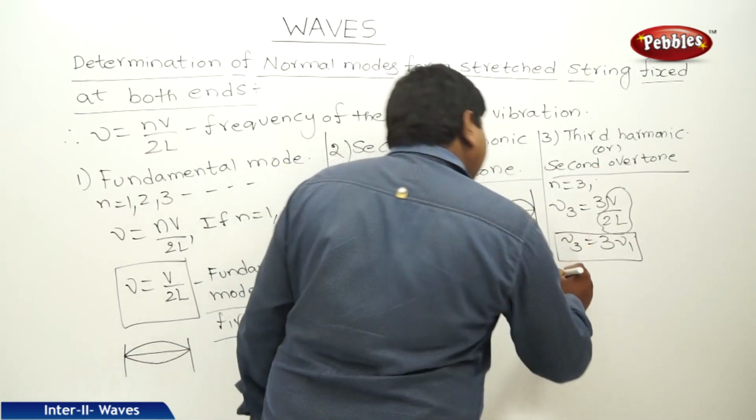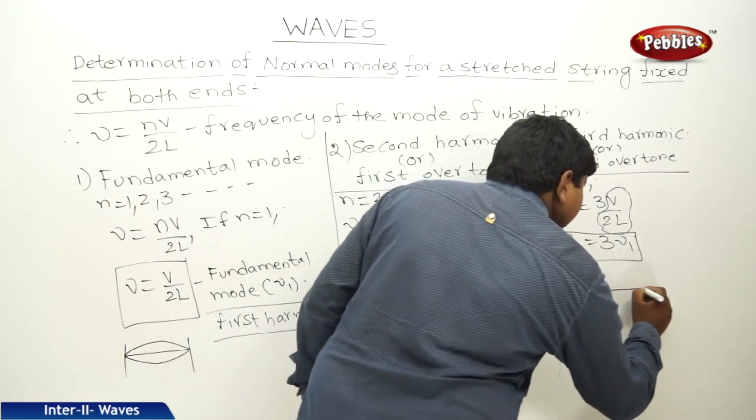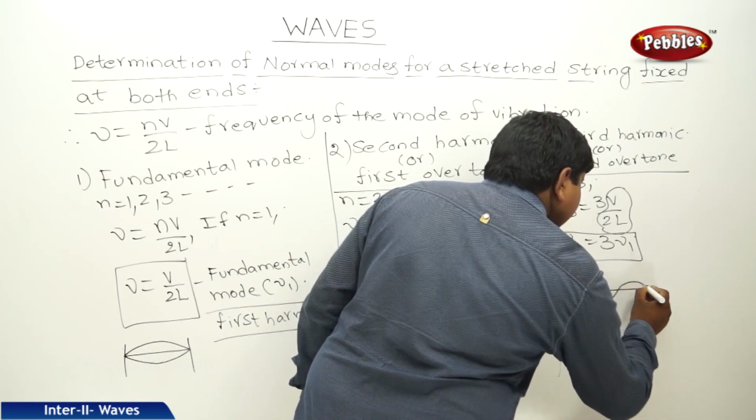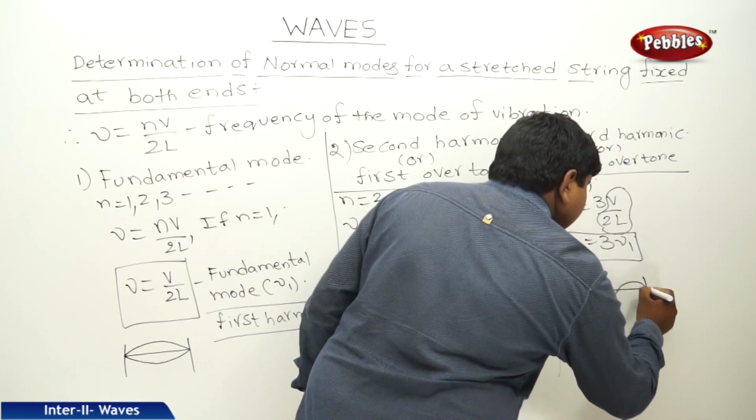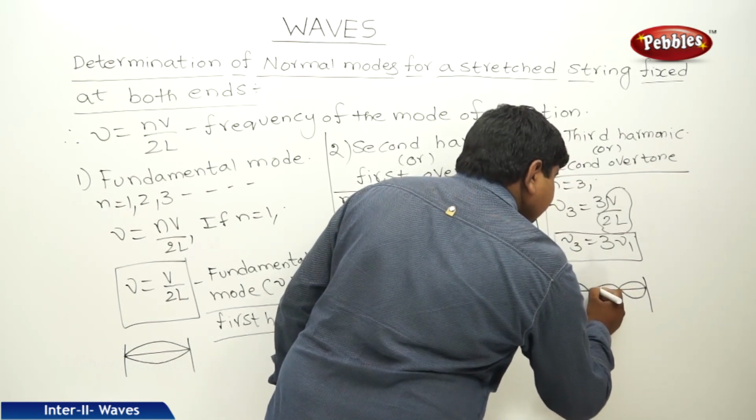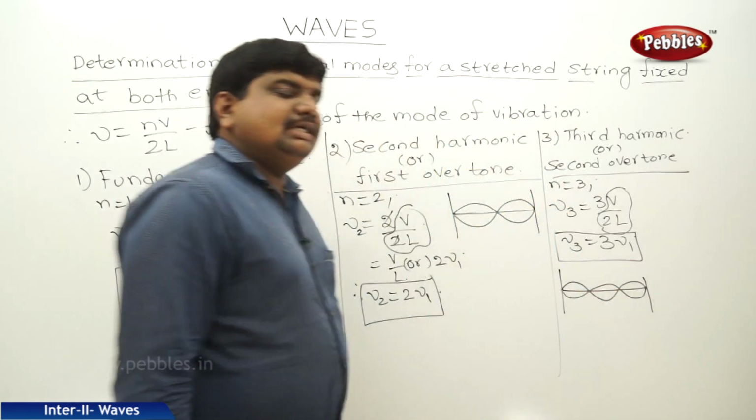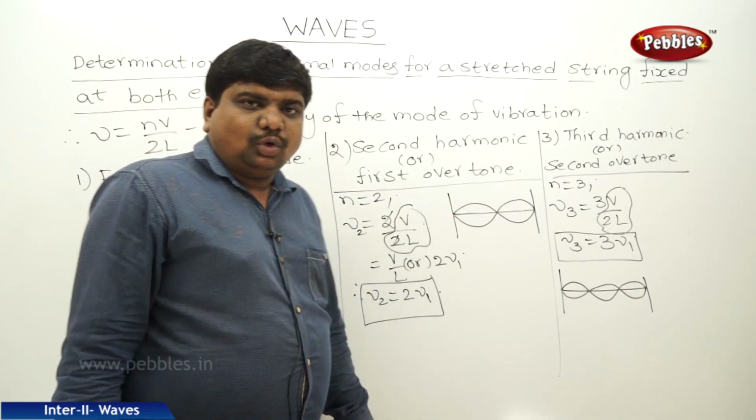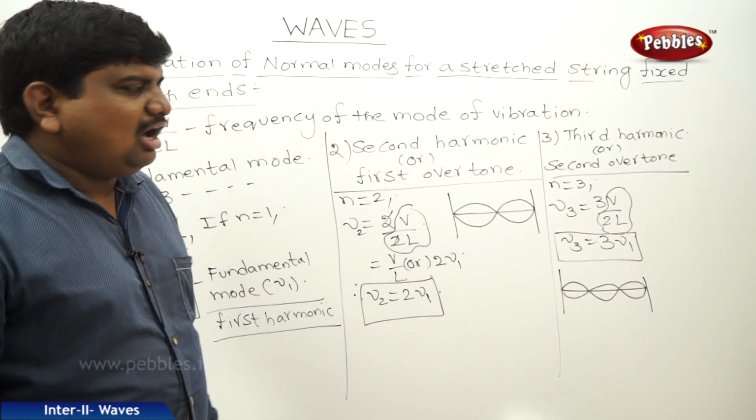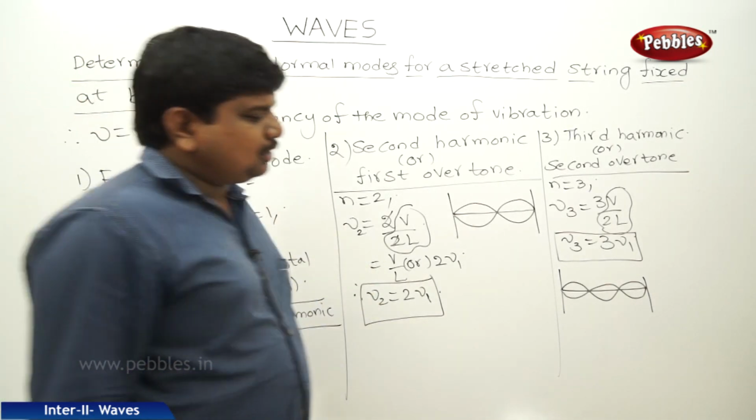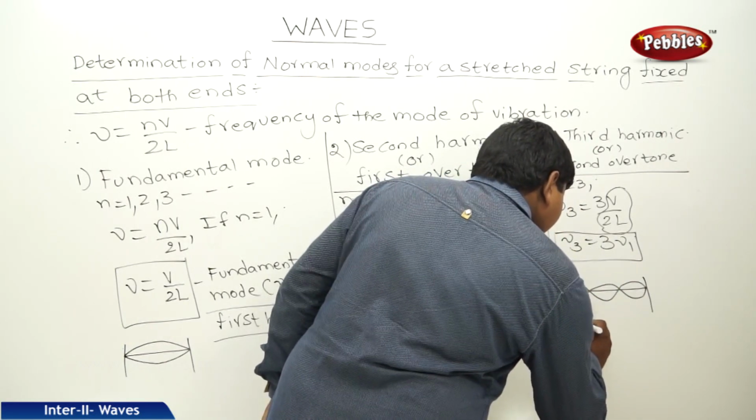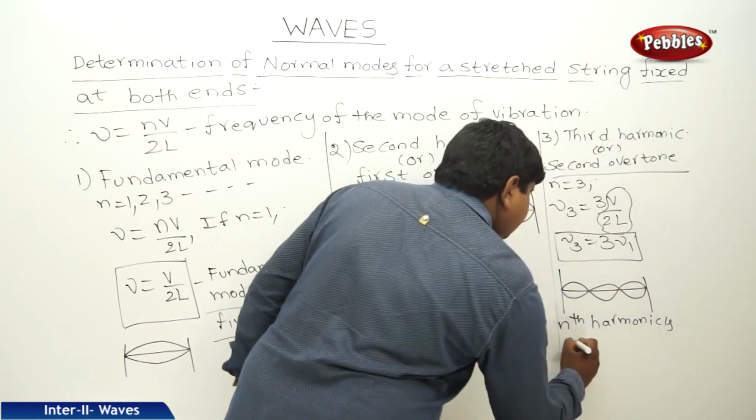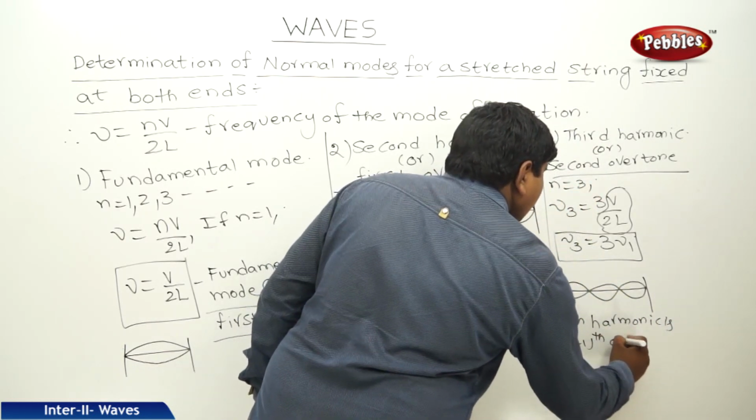The picture of the third harmonic is like this. It means the string vibrates with 3 loops. That is said to be the third harmonic or second overtone. So the nth harmonic is the (n minus 1)th overtone.